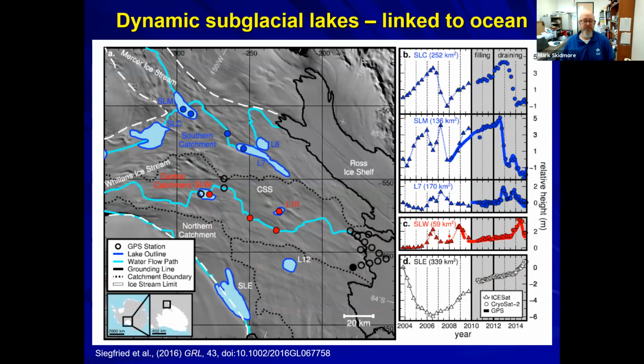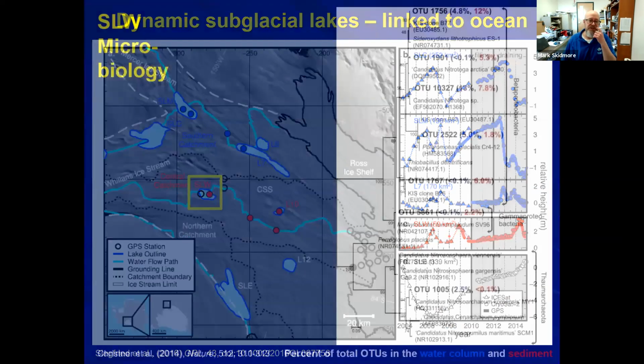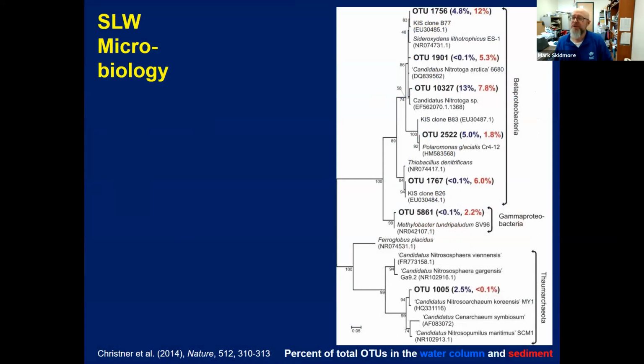So these lakes are dynamic. This is work of Matt Siegfried, showing that the lakes fill and drain on decadal to subdecadal timescales, so that material from the lakes is then exported out underneath the Ross Ice Shelf to the ocean. And here we're focusing in on SLW, or subglacial Lake Whillans. One can think about the microbial community in subglacial Lake Whillans: is it vastly different from what you might find in subglacial environments in Alpine and other glacial systems?